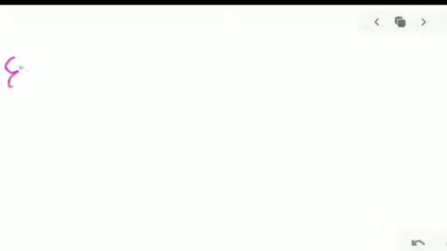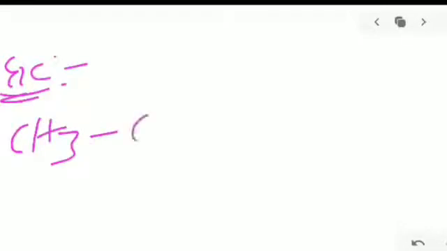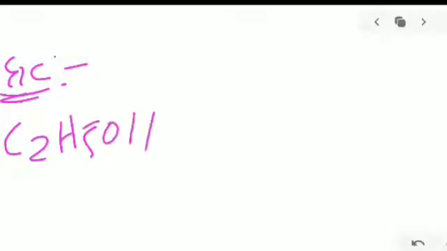An example is dimethyl acetate. The alcohol we are taking just now is methanol or ethanol. We are taking ethanol, C2H5OH, which is an alcohol.